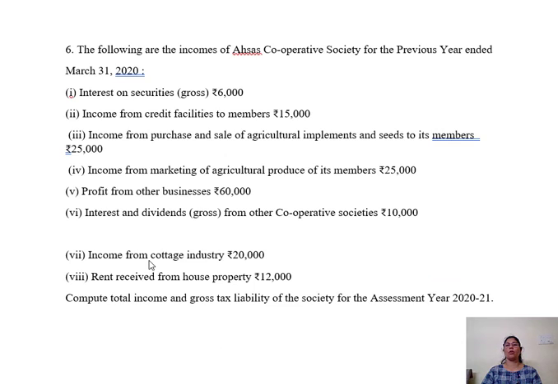Now let us see the next problem. The following are the incomes of a cooperative society for the previous year. Interest on securities, this is income from other sources. Income from credit facilities to members. Income from purchase and sale of agricultural implements. Income from marketing of agricultural produce. Income from other business. Interest and dividends, again income from other sources. Income from cottage industry. Rent received from house property, this is income from house property. Compute total income and gross tax liability.